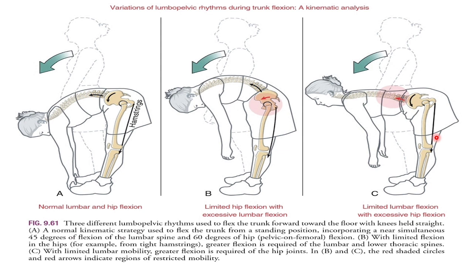So the next scenario is if there is limited or restricted range of motion in the lumbar region, that is less than 45 degrees in the lumbar region, then the hip joint needs to compensate. The hip flexors need to compensate more. So this is another scenario: limited lumbar flexion with excessive hip flexion. So these are the three variations. The first one is the normal lumbopelvic rhythm, and the remaining two are the altered lumbopelvic rhythm, where one joint's range of motion is restricted, so the other joint will be compensating in order to achieve this particular task.